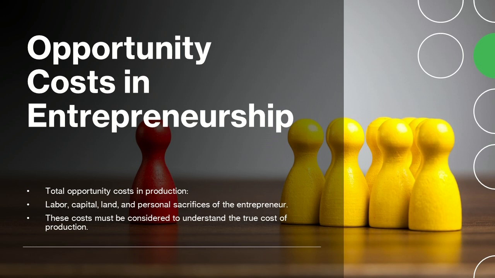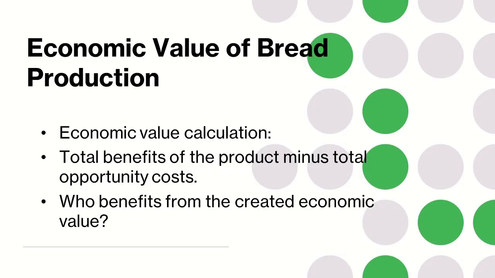If you add up the opportunity costs of all the resources that are used in the production of bread, you have the opportunity cost of the production of bread. If you subtract the opportunity cost from the benefits of the loaf of bread that you're creating, you have the economic value of that bread. The economic value, the difference between the benefit and the cost of producing it. Well, who gets that economic value? That's a good question. Who gets the bonus?